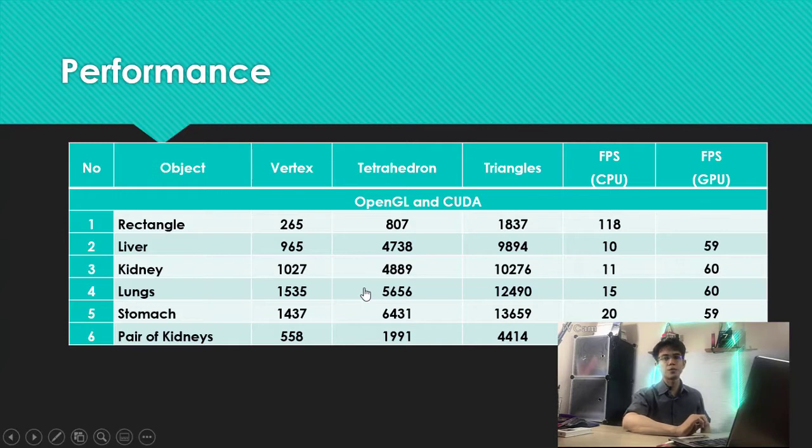Okay, this is the performance of my simulation. The first one is rectangle, liver, kidney, lung, stomach, and pair of kidneys. As you can see here, the FPS from CPU and GPU are different. As you can see, the GPU is faster than the CPU. This shows that my kernel was successfully added to this simulation.